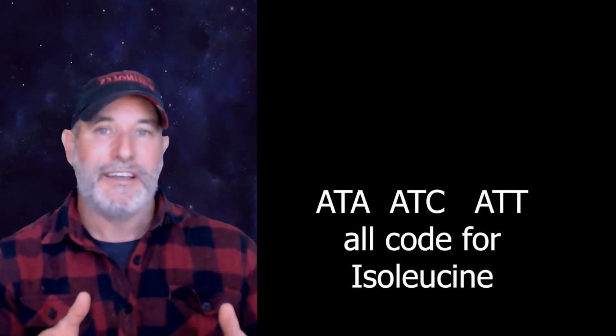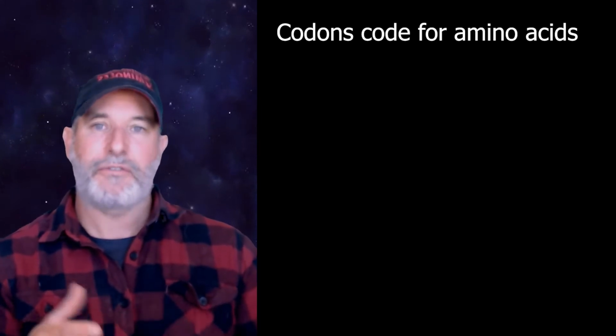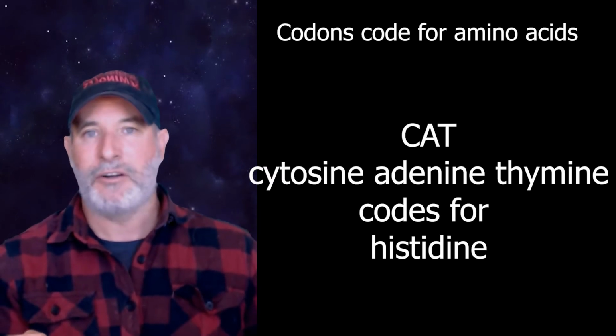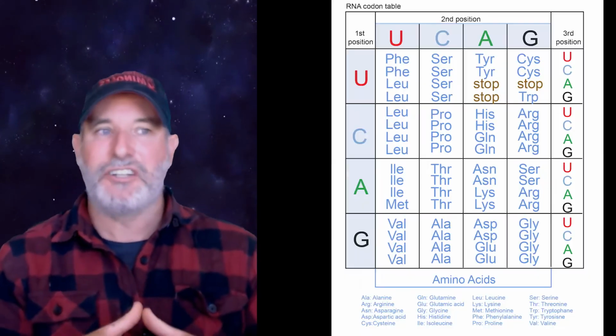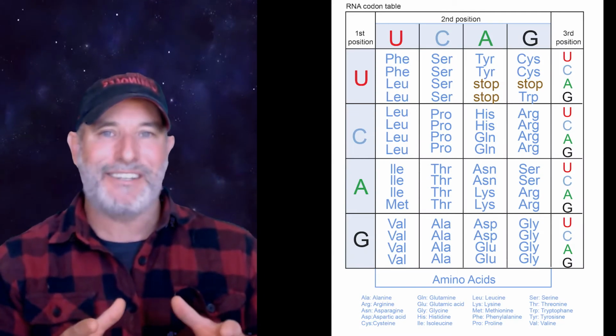And that's what we see. That's pretty amazing, isn't it? So a codon is a sequence of 3 nucleotides that codes for a specific amino acid. That is the genetic code. That is the code of life. It's pretty amazing, isn't it?